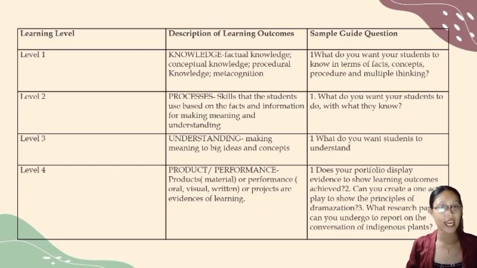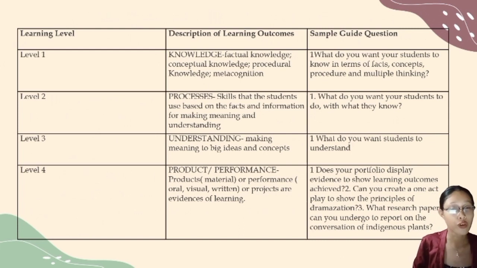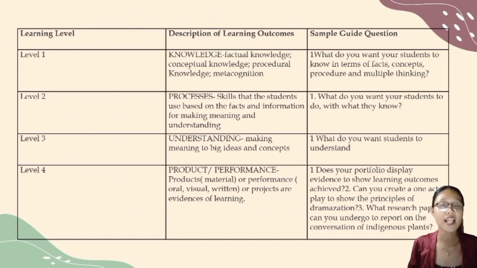So in this table, we have a learning level: level 1, level 2, level 3, and level 4, the description of the learning outcomes, the knowledge, the process, the understanding, and the product or the performance. And another column, we have the sample guide question. First, we will talk about level 1. Level 1 is the knowledge. Knowledge is factual knowledge, conceptual knowledge, procedural knowledge, and metacognition.